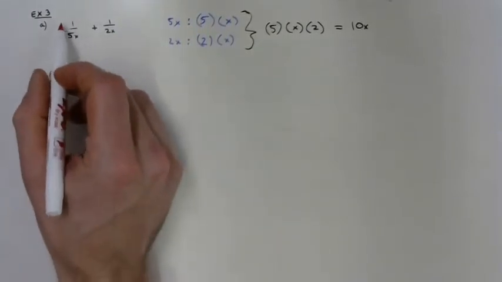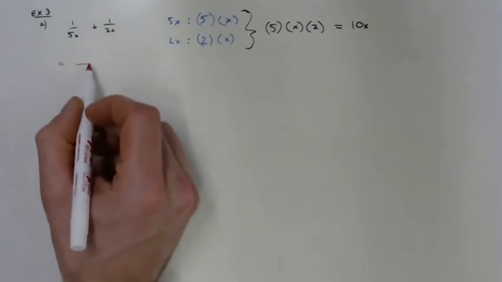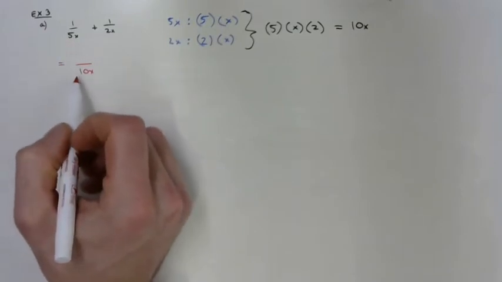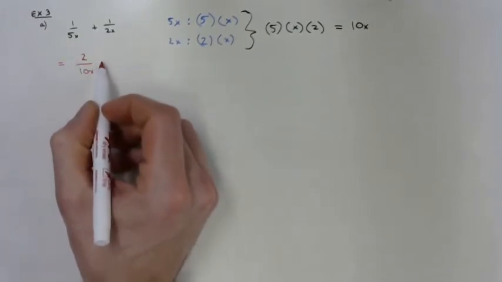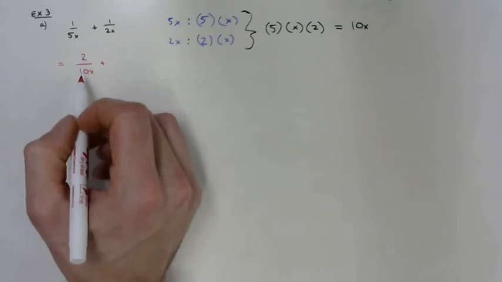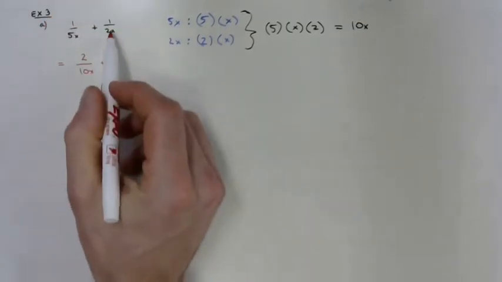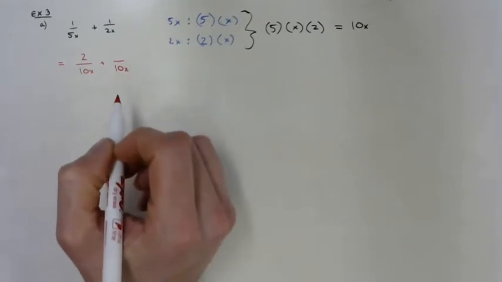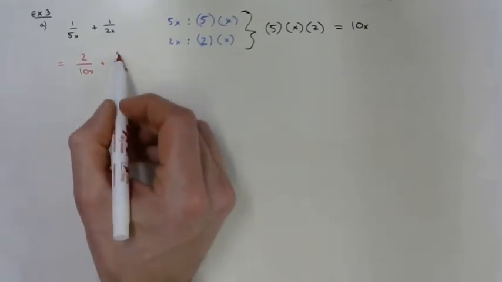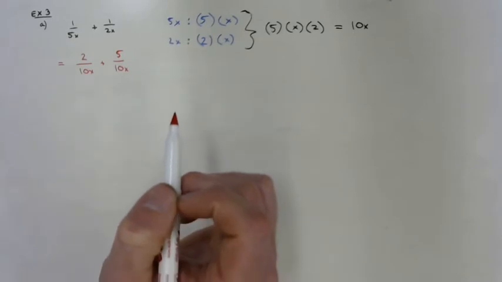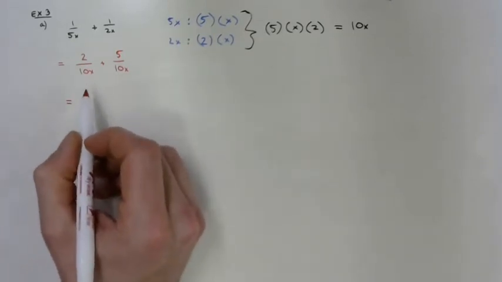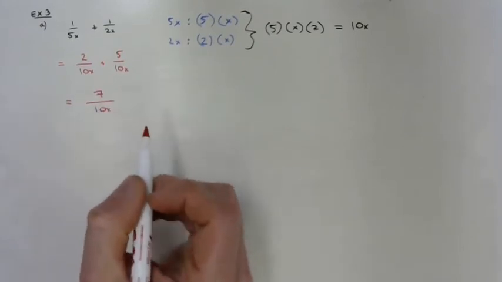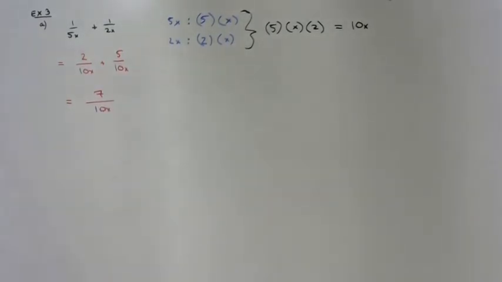So what do I need to do? I need to rewrite 1 over 5x as a fraction over 10x. Well, I multiplied the denominator by 2, so I better multiply the numerator by 2. Now I have an equivalent expression. I do the same thing completely independently over here. 10x is going to be in the denominator. How did I get there? I multiplied it by 5, so I better multiply my numerator by 5. Now that we're talking about 10x's, I can add them. I have 7 of them, even though I don't know what 10x is.